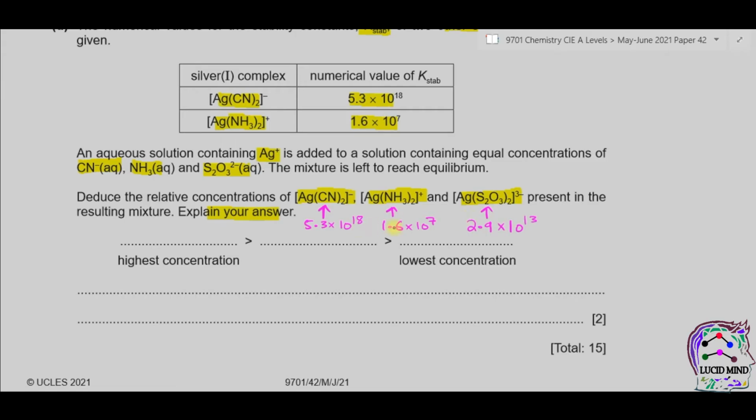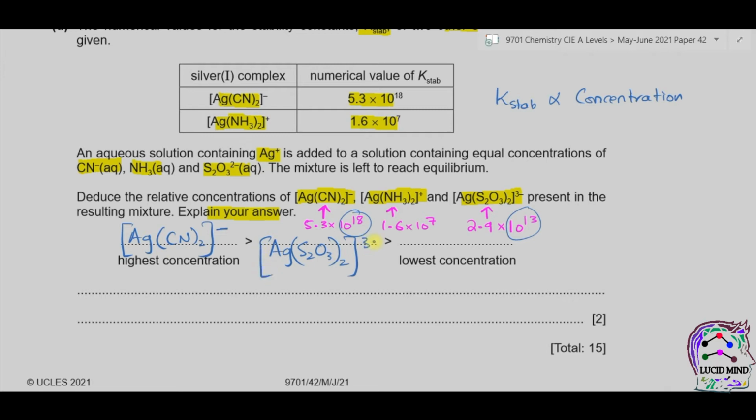Now greater the value of K stability, greater is the concentration. So we can say that K stability is directly proportional to concentration. So the one with the highest concentration will be written first. This one is power 18, so this is the one with the highest concentration, [Ag(CN)2] negative. Then we have this one at 13, this is second highest, so we can write [Ag(S2O3)2] 3 negative. And the lowest concentration will be this one, as it is the least value, so [Ag(NH3)2] positive.